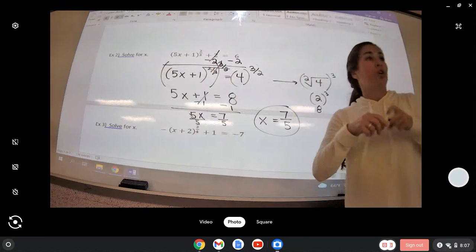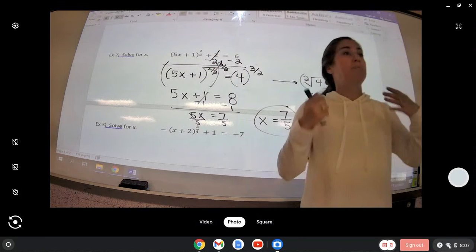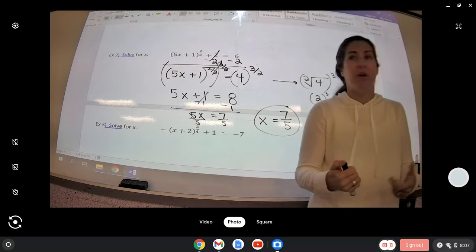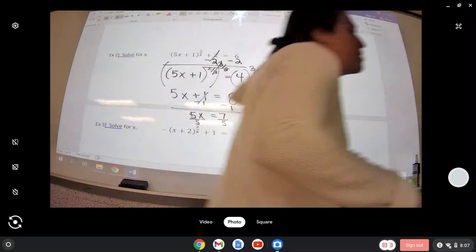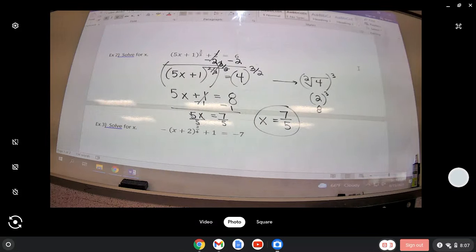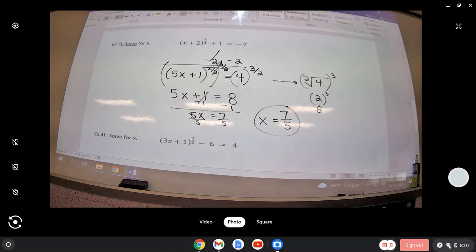How do you guys feel? Is everybody all right? So we're still raising both sides to a power, except today it has to be that reciprocal power. All right, let's keep going. A few more examples, and hopefully we'll feel pretty good about this.